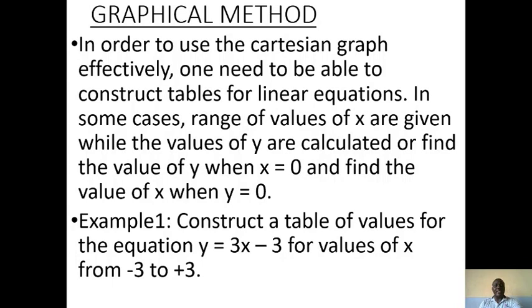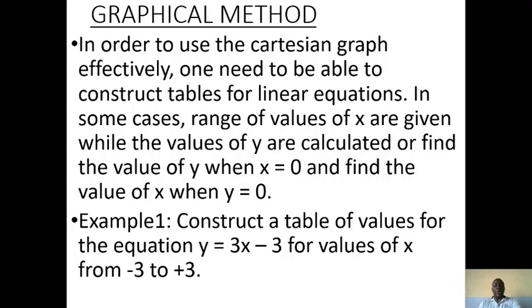We can say that x is 0, then we look for the value of y, and we assume y to be 0 and look for the value of x. Then we can draw a straight line across the two points. But for accuracy purposes, we can give a range of values to x, and then use those values to find their corresponding values of y from the given equation. So now let's look at this example.